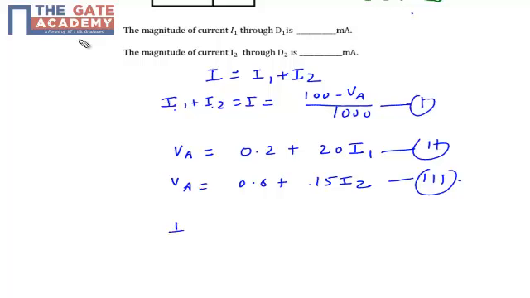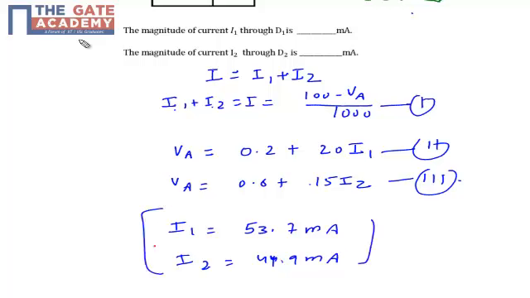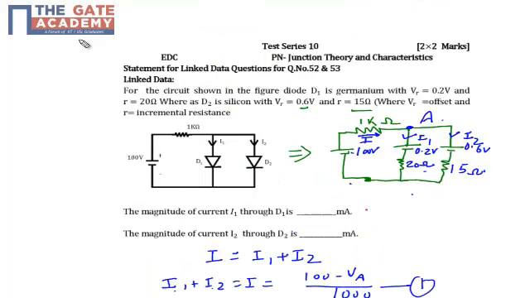By simplification, my I1 is equal to 53.7 milliamp and my I2 is equal to 44.9 milliamp, right? So these are my answers. There are no options, it's a numerical value question. So my value of I1 is 53.7 milliampere, and my value of I2 is 44.9 milliampere. Thank you.